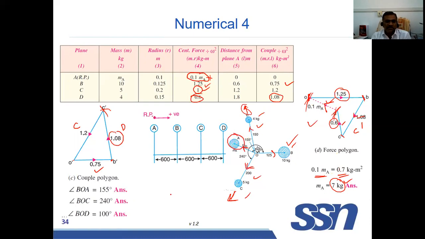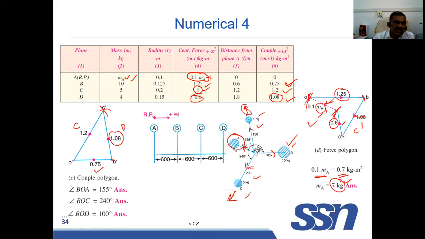So from this problem, by drawing the force polygon, you can find the value of MA as well as the direction. So we have calculated all the values, right? What are the values we have calculated? Direction of B, direction of C, direction of D, and mass of A and direction of A. So all five values we calculated. But for this problem, there may be many solutions. There will not be just one solution.